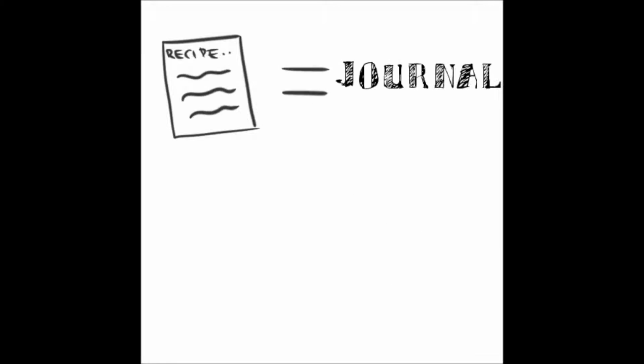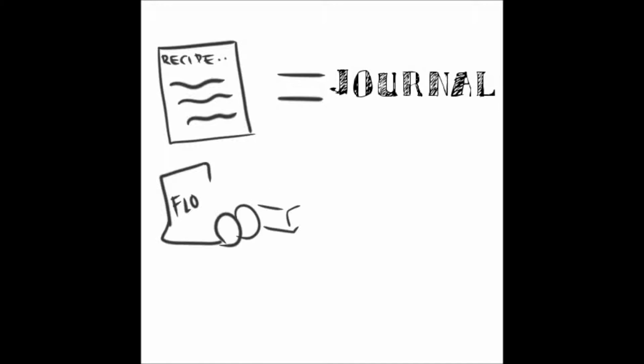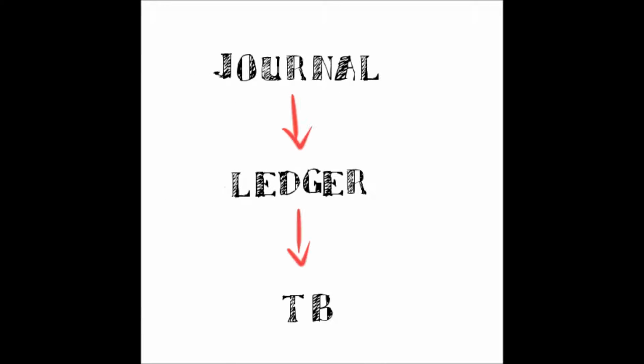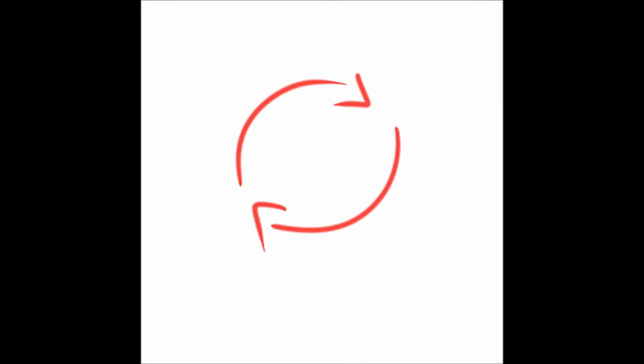If we were to say that a recipe was metaphoric of a journal, then the flour, eggs, and butter would be the ledger. Following this process, it would make sense that the cake would end as a trial balance. Thus, trial balances complete the recording process of the accounting cycle for a specific period.